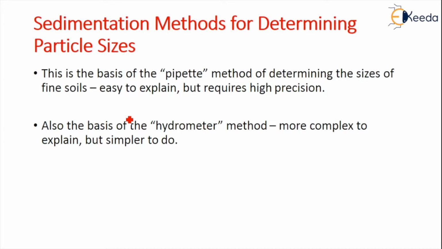So this is the basis of the pipette method of determining the sizes of the fine soils. This method is very easy to explain, but it requires high precision to be maintained. And it is also the basis of the hydrometer method, which is very complex to explain but very simple to do.